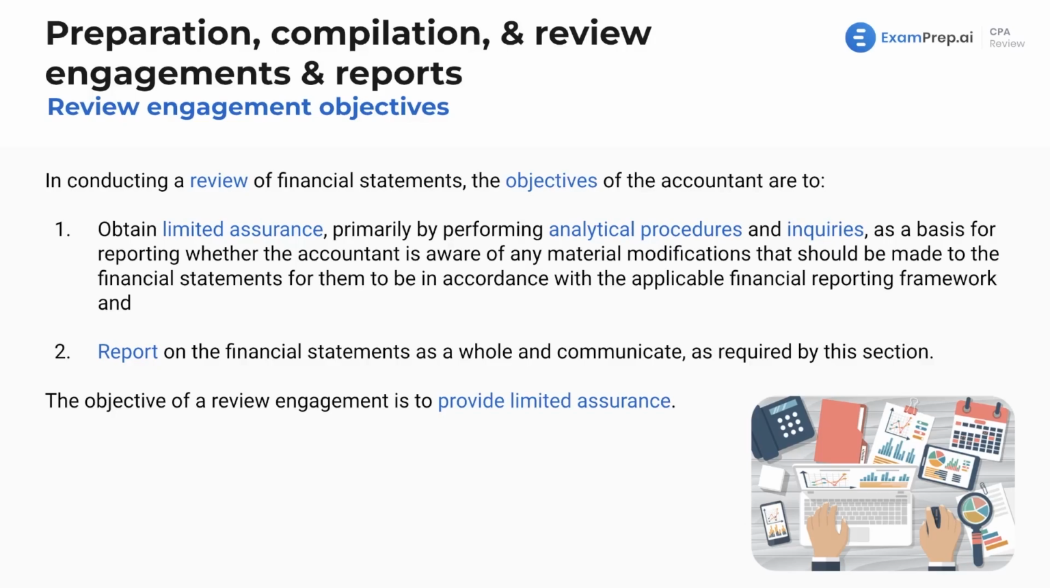Let's talk about objectives. What's the objective of a review engagement? I'd say just to have some pretty solid financial statements, but let's see what the AICPA says. Well, in conducting a review of financial statements, the objectives of the accountant are to do the following. One, obtain limited assurance, and two, report on the financial statements as a whole. Now, obviously, I'll read a little bit more, but that's really the gist of it. The objective is to provide limited assurance, as we saw there, right? That's really the kicker. But you obtain limited assurance primarily by performing analytical procedures and inquiries.